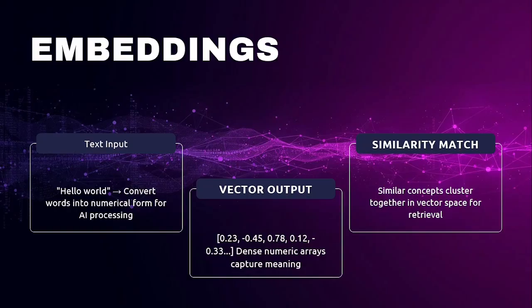We convert the text into the numbers. These numbers capture meaning and we call them as embeddings. Now something powerful happens. Similar meanings have similar numbers. So instead of comparing the words, we are comparing the meaning. These embeddings are stored as vectors.